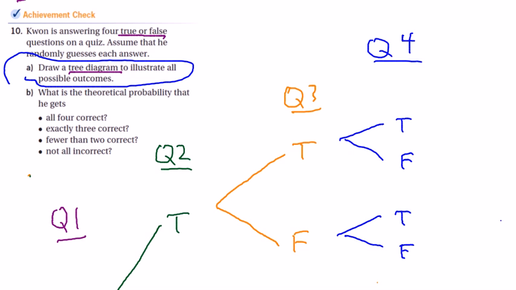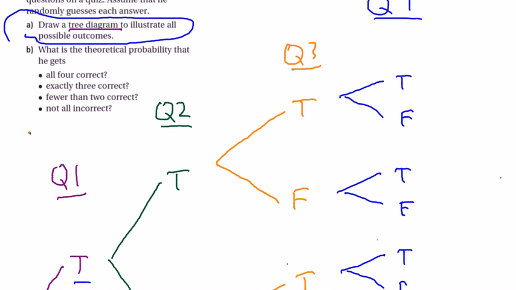You could also do an organized list, right? The first element in the list would be true, true, true, true. The second outcome in the list would be true, true, true, false. Essentially we're just naming the items in the list here. First one would be true, true, true, true, etc.